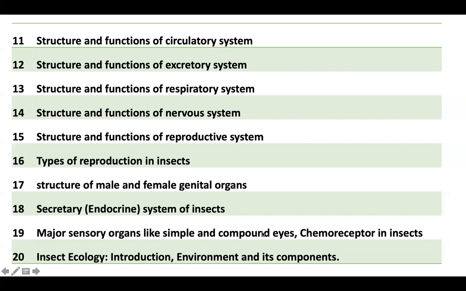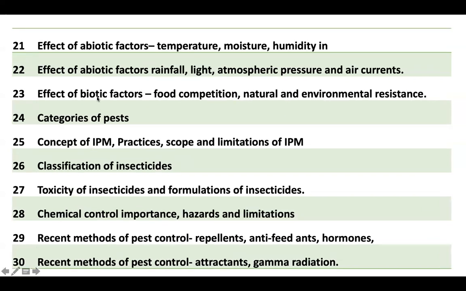And the compound eye and simple eye: insects have two kinds of eyes, simple eye and compound eye. Then chemoreceptors, the receptors are sensory organs which get activated through chemical response. And then insect ecology will be studied: what insect ecology is, what the environment is and its different components, and its response and interaction with the insect will be studied. Then the effect of biotic factors, like temperature, moisture and humidity.